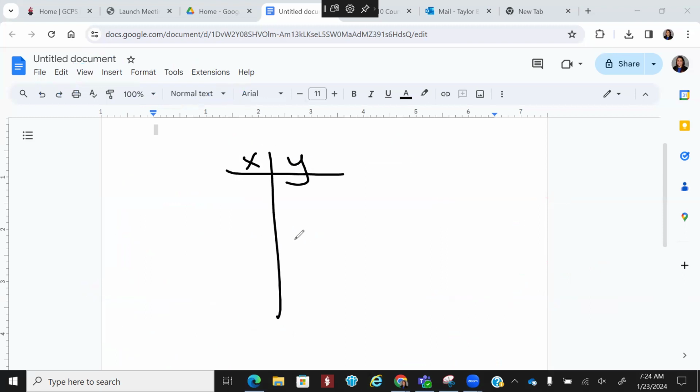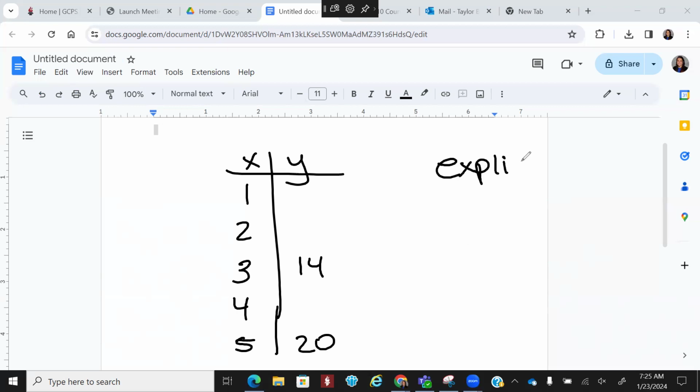If I give you this table and I say the third term is 14, the fifth term is 20, and I say write the explicit. How would we go about doing that? What do we first need to do? Probably like fill in that table, right?